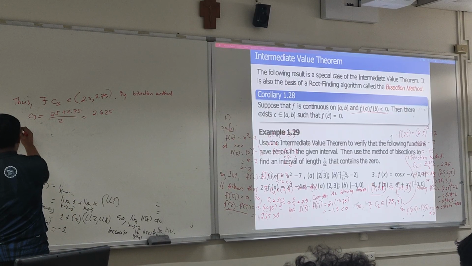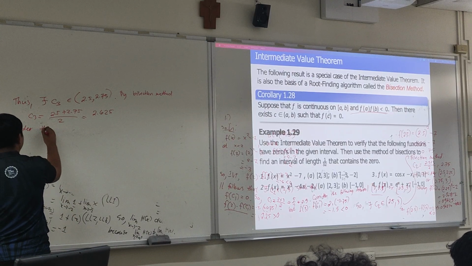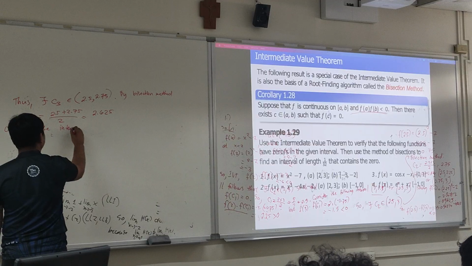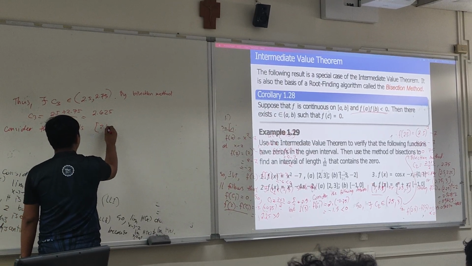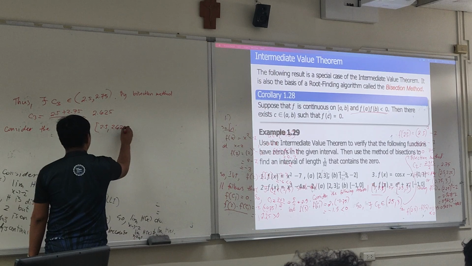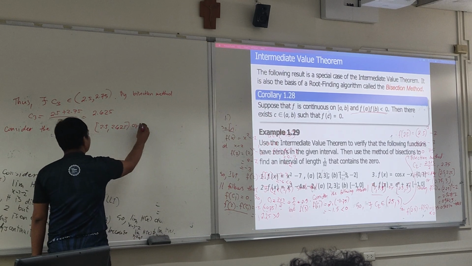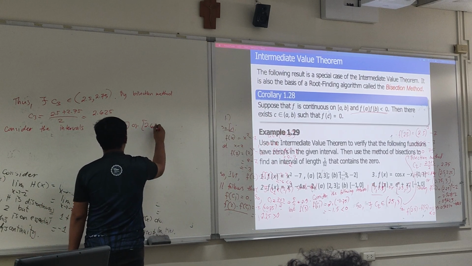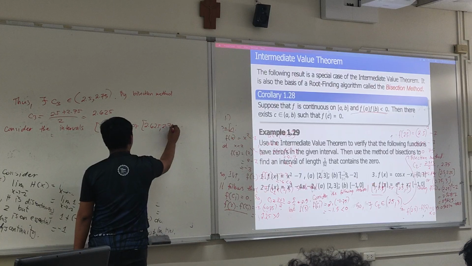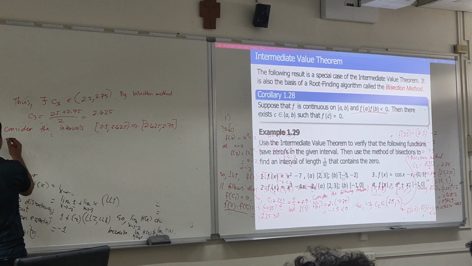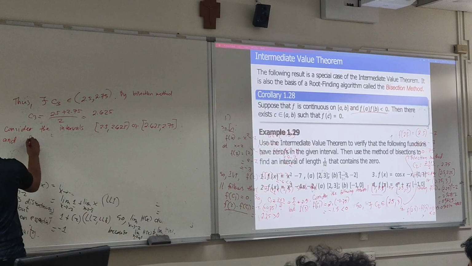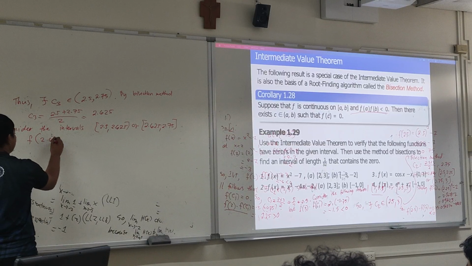So consider the following interval. It is 2.5 and 2.65. So we only pick 2.5 because it's not closer to 0. What is your F of 2.625?